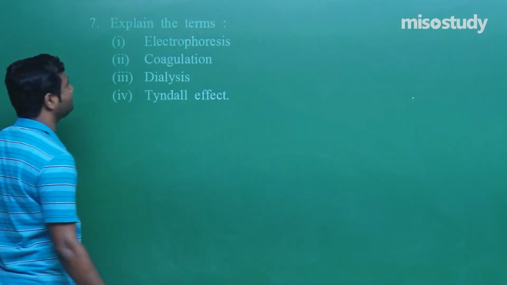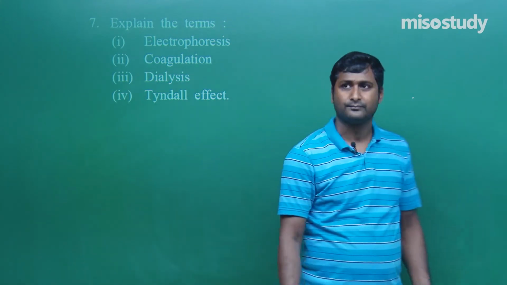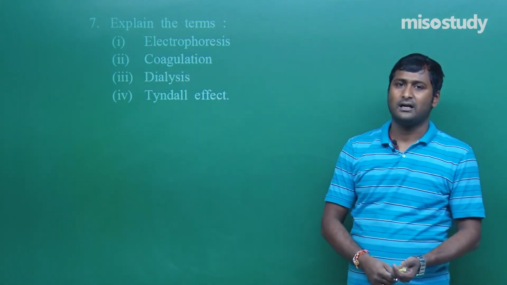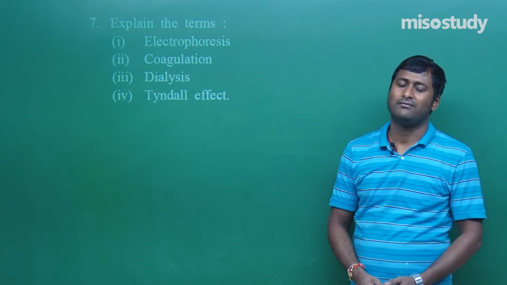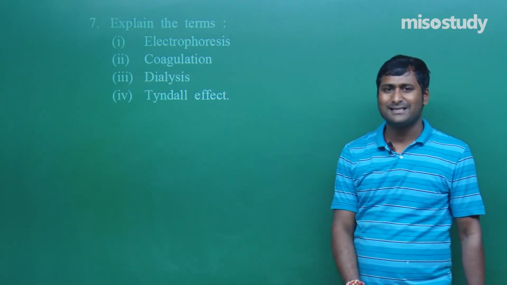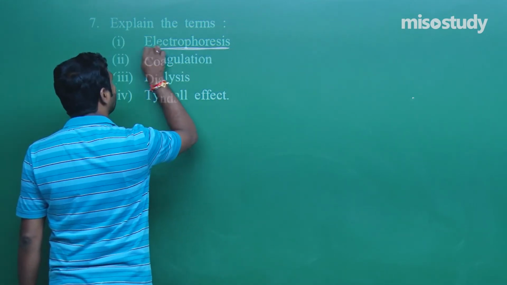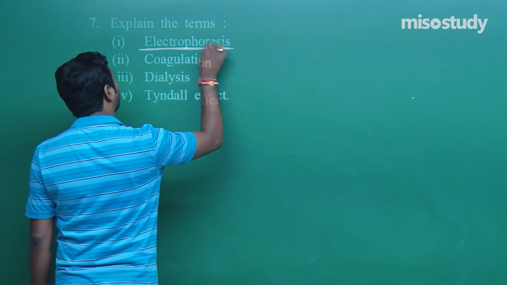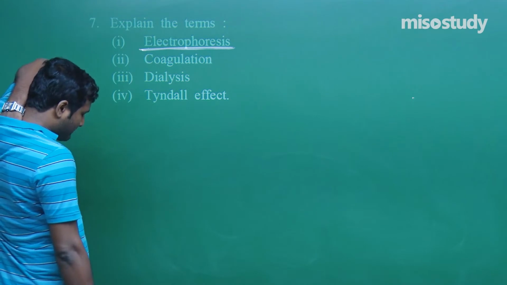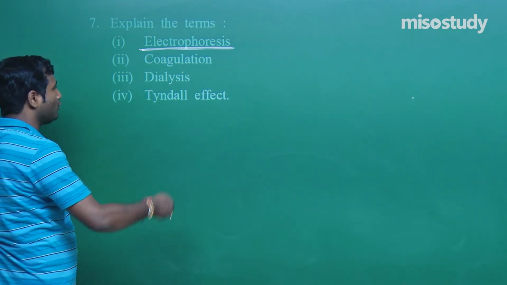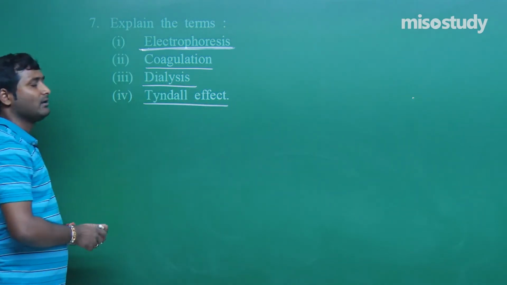Now the next one is question number 7. Now it's your turn. How will you explain this? Look at the question. Explain the terms: electrophoresis, coagulation, dialysis, and Tyndall effect. Now help me out. What is electrophoresis or cataphoresis? Tell me, my friend, what is electrophoresis or cataphoresis? What is coagulation? What is dialysis? And what is Tyndall effect? Now tell me.